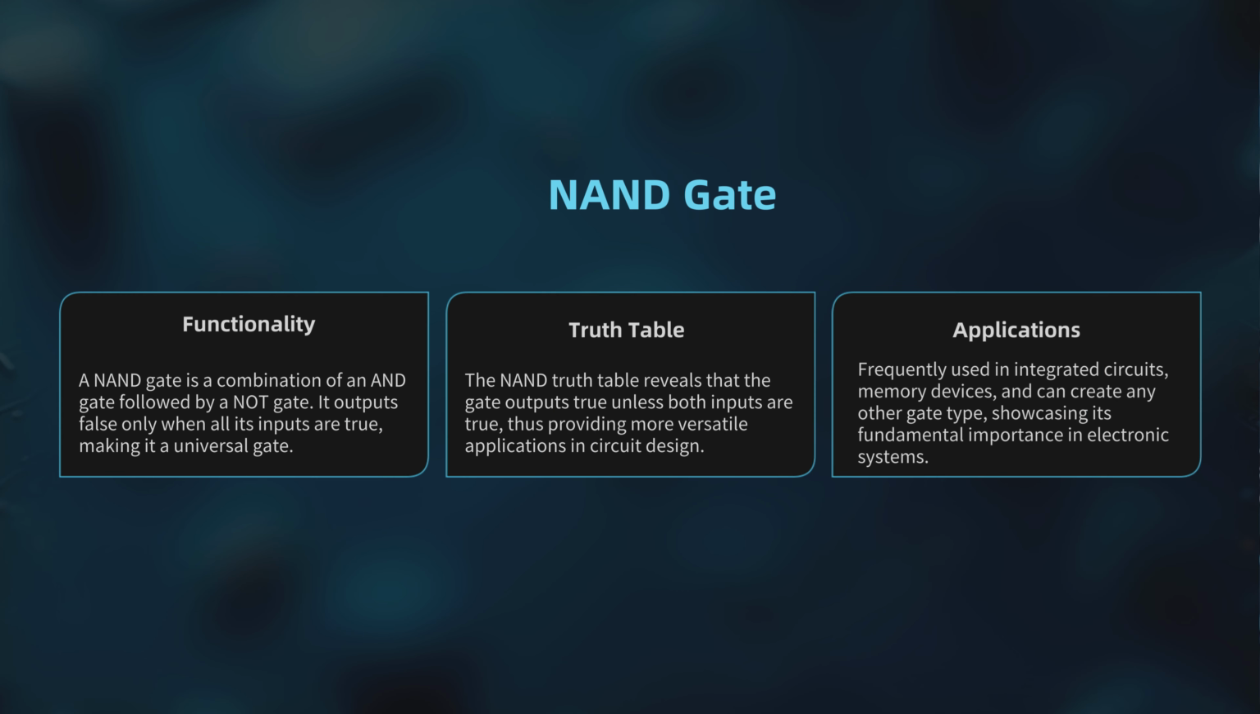NAND gate. Functionality. Truth table. Applications: Frequently used in integrated circuits, memory devices, and can create any other gate type, showcasing its fundamental importance in electronic systems. A NAND gate is a combination of an AND gate followed by a NOT gate. It outputs false only when all its inputs are true, making it a universal gate. The NAND truth table reveals that the gate outputs true unless both inputs are true, thus providing more versatile applications in circuit design.